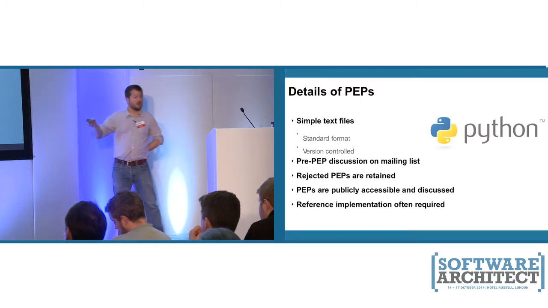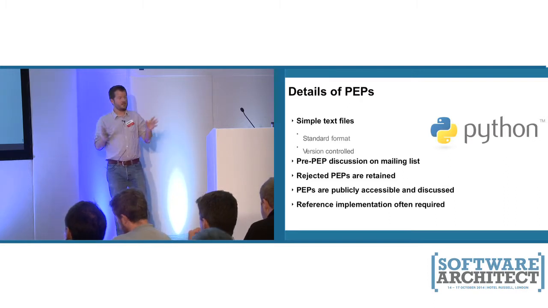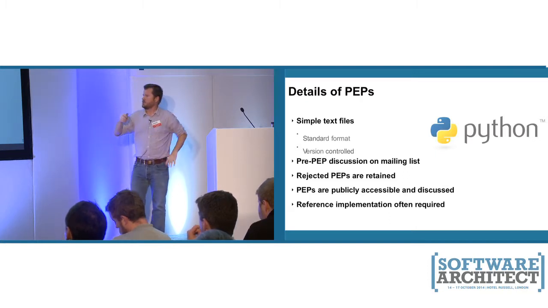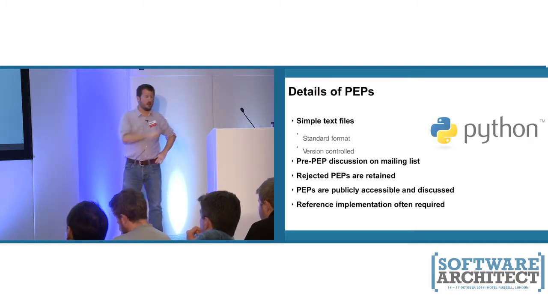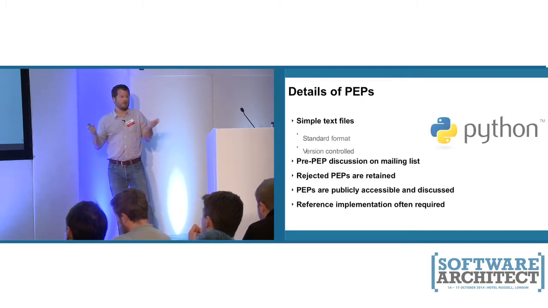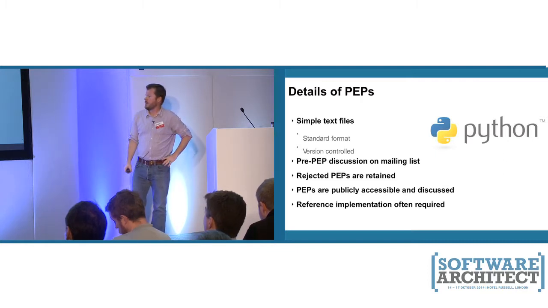But after the discussion goes on, the powers that be in Python might say, okay, yeah, that's actually a good idea, write a PEP. Okay. So all rejected PEPs, though, are also retained. PEPs are publicly accessible and discussed. You can go look them up now on your phone if you want. It's at, I don't know, peps.python.org or something along those lines.